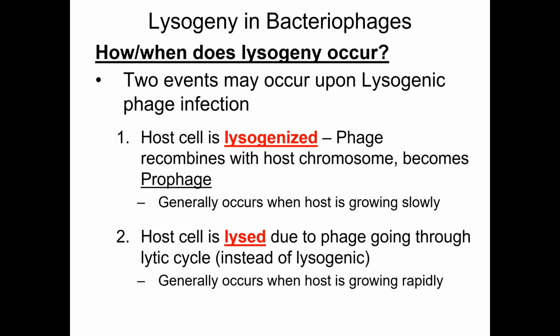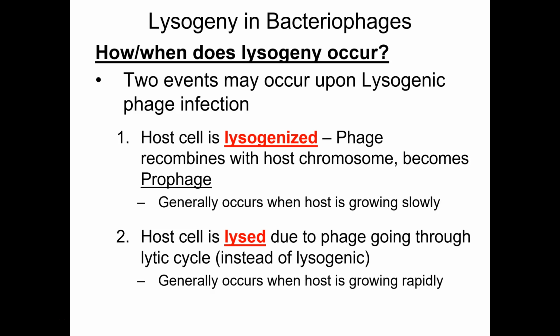To become a prophage takes time. To integrate the viral DNA into the host DNA, the host cell must be growing slowly. So if the phage is going to lysogenize, the host cell must be in, say, stationary phase. It's got to be growing slowly. On the other hand, if the host cell is growing quickly, think log phase, then there's no time to become a prophage. Now you've got lots of host cells to infect, so they'll go through the lytic cycle.